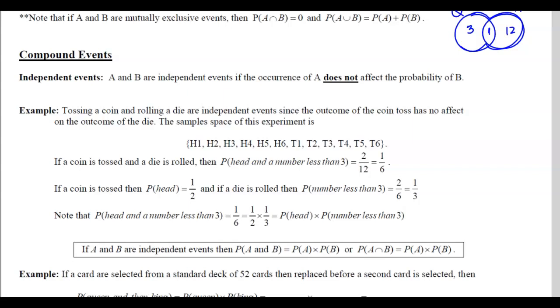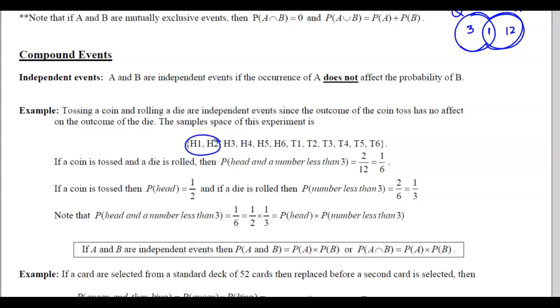So if a coin is tossed and a die is rolled, then the probability of getting a head and a number less than 3. Okay, so head and a number less than 3 would be those two there. You can just look at your sample space. And there's a total of 12 possible outcomes, so 2 out of 12 is 1/6. So if you know the outcomes, just count them up.